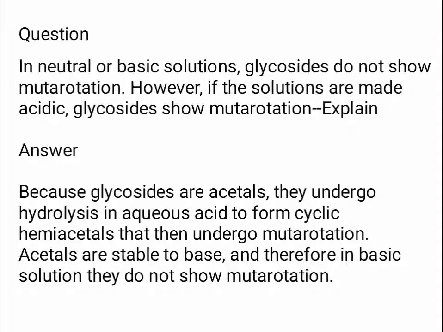In neutral or basic solutions, glycosides do not show mutarotation. However, if the solutions are made acidic, glycosides show mutarotation. Why? You have to explain this. The answer is because glycosides are acetals, they undergo hydrolysis in aqueous acid to form cyclic hemiacetals and then undergo mutarotation. Acetals are stable to base and therefore in basic solution they do not show mutarotation.